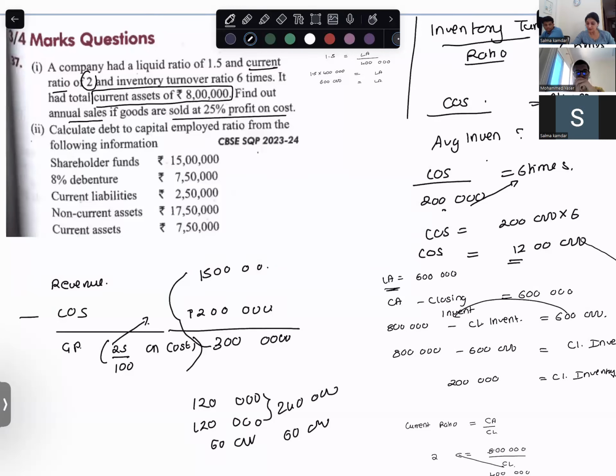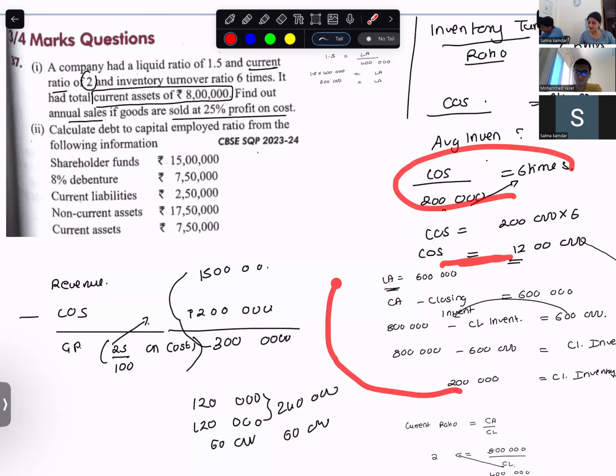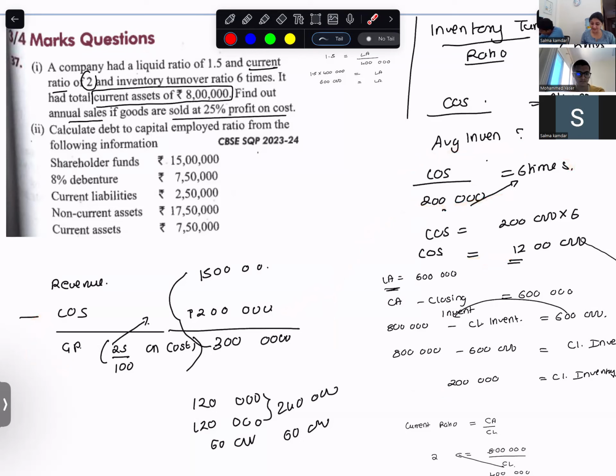See what we did in this: we applied the formula for cost of sales. We found out the cost of sales by putting the closing inventory over here. We got the cost of sales and put it over here. Gross profit is 25% of cost of sales. So 25% of 12 lakh is 3 lakh.